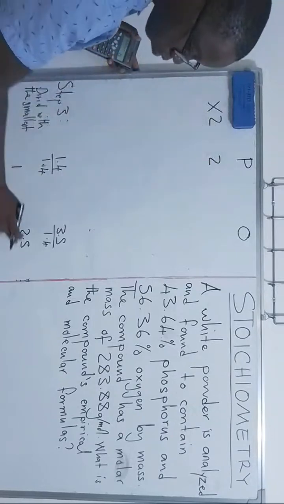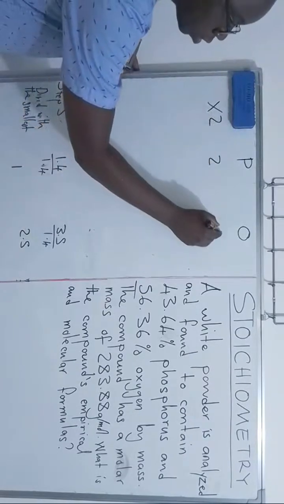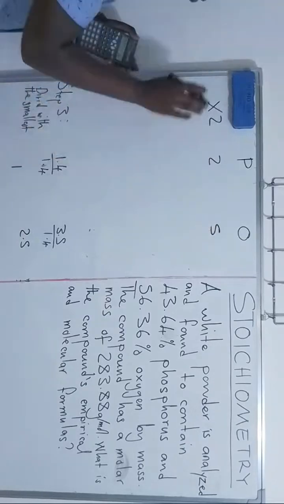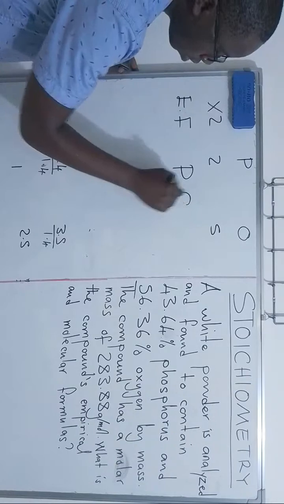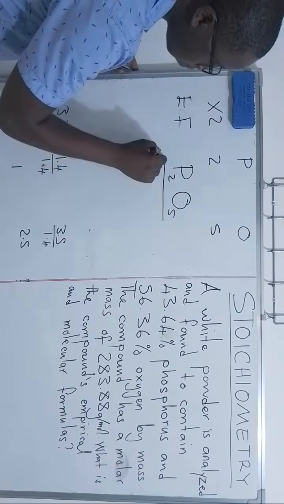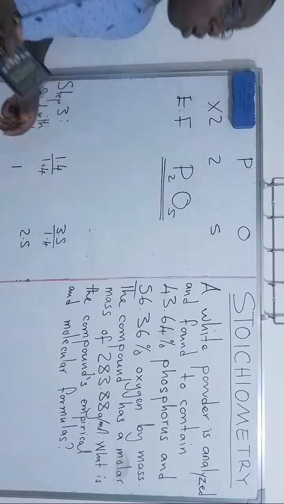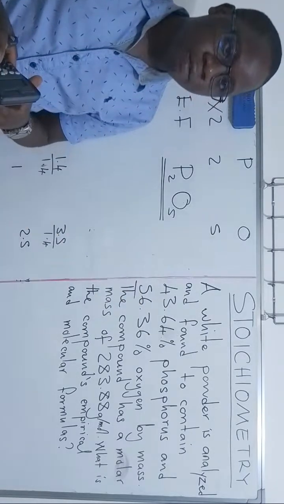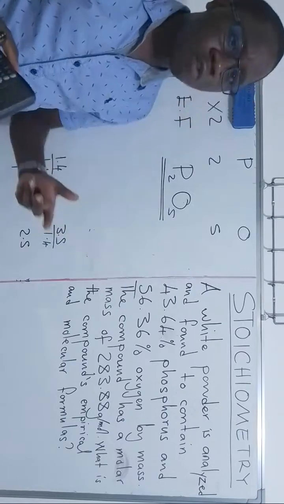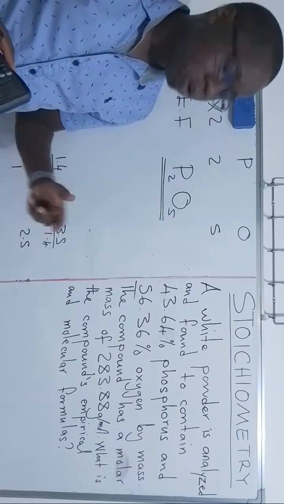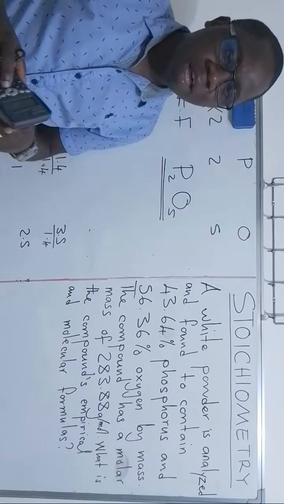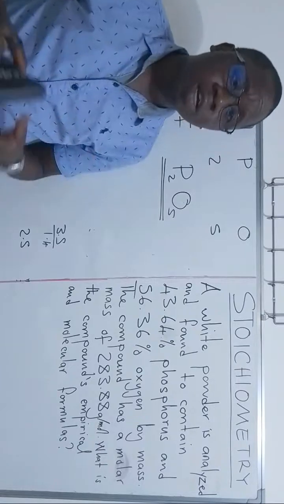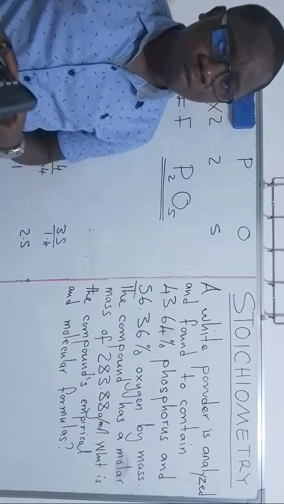If we multiply 2.5 by 2, we are getting 5. So now that we have all these numbers, it simply means our empirical formula is P2O5. So this becomes the empirical formula of this question that we have. Now that we have the empirical formula, we can look at how to find the molecular formula and see the steps that you need to take to come up with it.